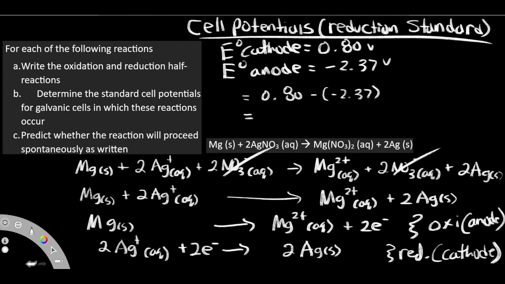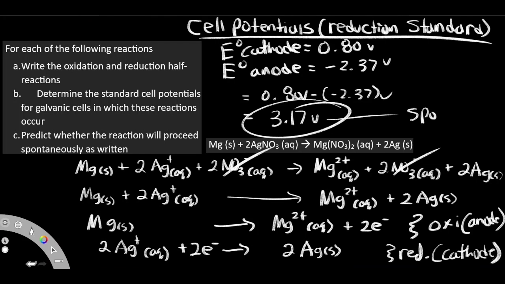What do you end up getting? Getting a value of 3.17. And this is obviously going to be all in volts. You could be putting volts here as well. And obviously this one here means that it is spontaneous.